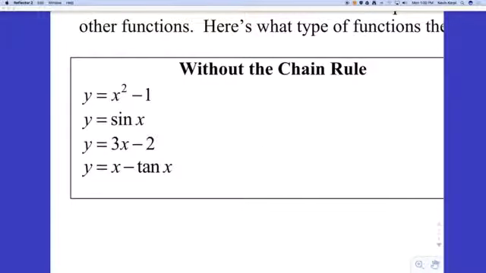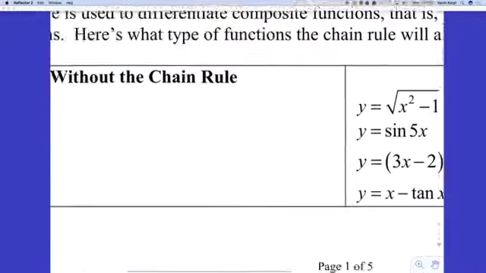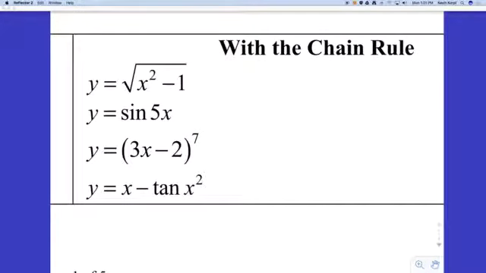Here are some of the things we can currently do without the chain rule. We could find the derivative of these four functions: x squared minus 1, boring; sine of x, boring; 3x minus 2, boring; and x minus tangent of x, boring. We could do those today. With the chain rule, though, we could find the derivatives of these four dudes. Much more exciting. y equals the square root of the quantity x squared minus 1, sine of the quantity 5x, the quantity 3x minus 2 squared, and x minus tangent of the quantity x squared.